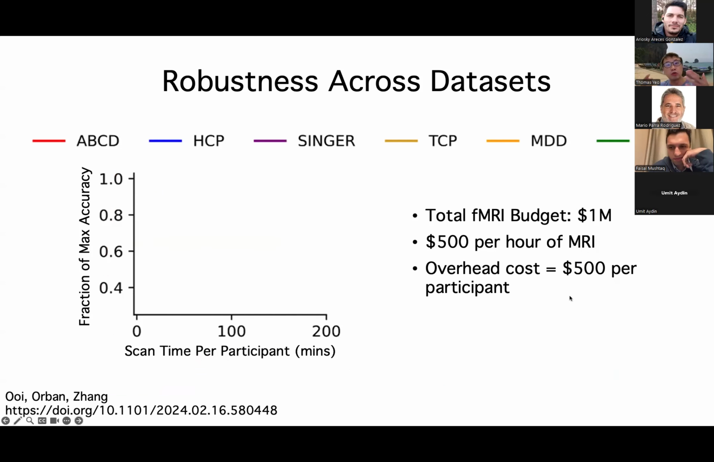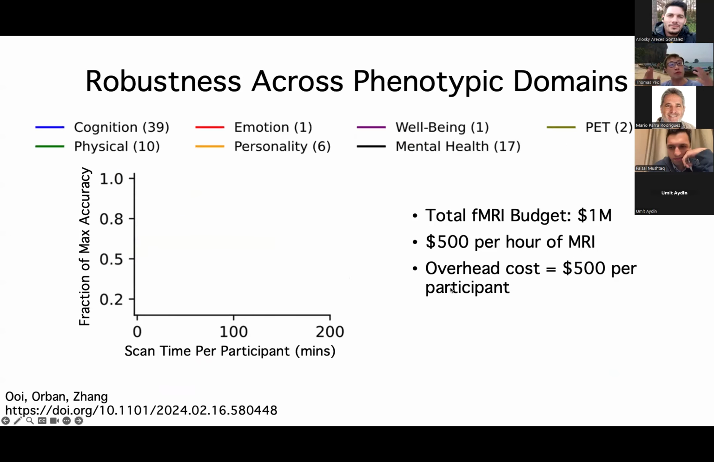I'll move on to some robustness analysis. Here's a medium scale study. Here the fMRI budget is $1 million. In this plot, we assume the MRI costs $500 per hour and the overhead cost is $500 per participant. The plot is the same as before, but now each color represents one data set. We see that the 1% scan time ranges, the error bars, are highly overlapping across data sets, suggesting robustness across data sets.